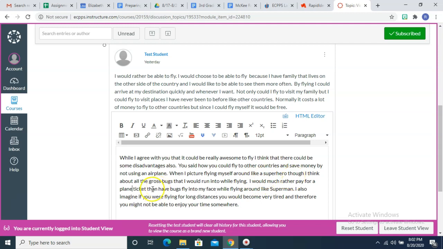I would much rather pay for a plane ticket than to have bugs fly into my face while flying around like Superman. I also imagine if you were flying for long distances, you would become very tired and therefore you might not be able to enjoy your time somewhere. Alright, and that is the end of my post.